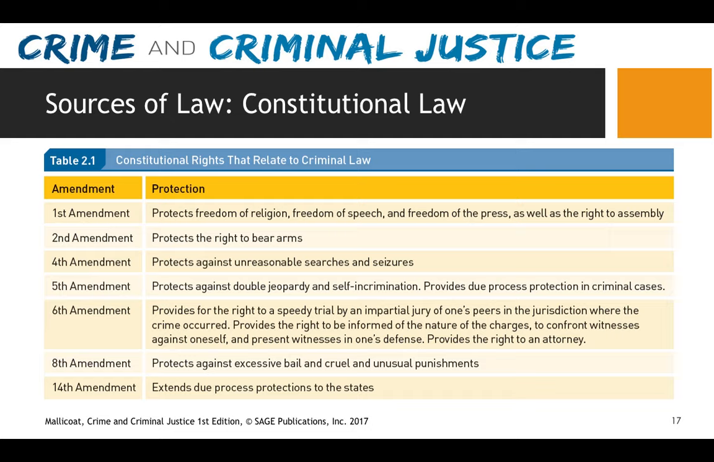The 4th Amendment: the government can't just come and barge in our house unless they have some type of probable cause. The 8th Amendment: excessive bail and cruel and unusual punishment. And then lastly, due process protections to the states to make sure that everybody gets equal protection of all these amendments or rights to protect us from the government.